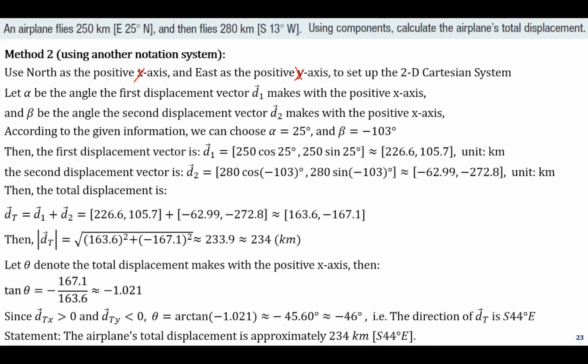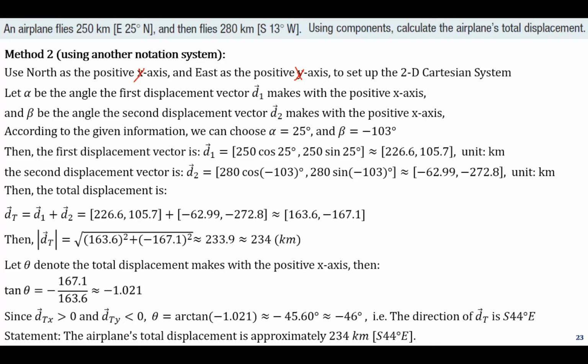Then we can let angle alpha be the angle the first displacement vector d1 makes with the positive x axis. Let beta be the angle the second displacement vector d2 makes with the positive x axis. Then according to the given information, we can choose alpha equals 25 degrees and beta equals negative 103 degrees. You can decide one possible value for alpha and beta according to the given information here. Also note that there are infinite number of possible values for alpha and beta, right? Because there are infinite numbers of coterminal angles. As long as you can choose one possible value for alpha and beta, you'll be fine, because we're going to use the definition of trigonometric ratios in 2D Cartesian systems to help us find the two components.